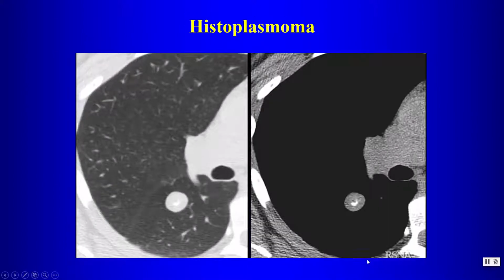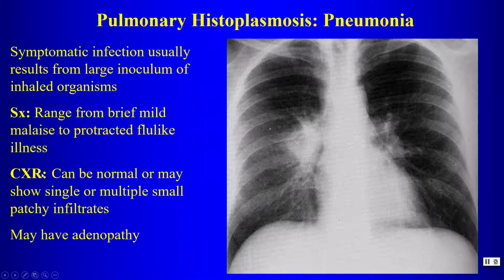Here's another example of a histoplasmoma. This one has central calcification, not the more classic ring-like calcification. You can also have pneumonia with histoplasmosis infection, especially if there's a large inoculum. So these patients can have brief, mild malaise. The symptoms can vary from a brief mild disease to a protracted flu-like illness. And again, on the chest radiograph and imaging, we may see consolidations and we may see lymphadenopathy.